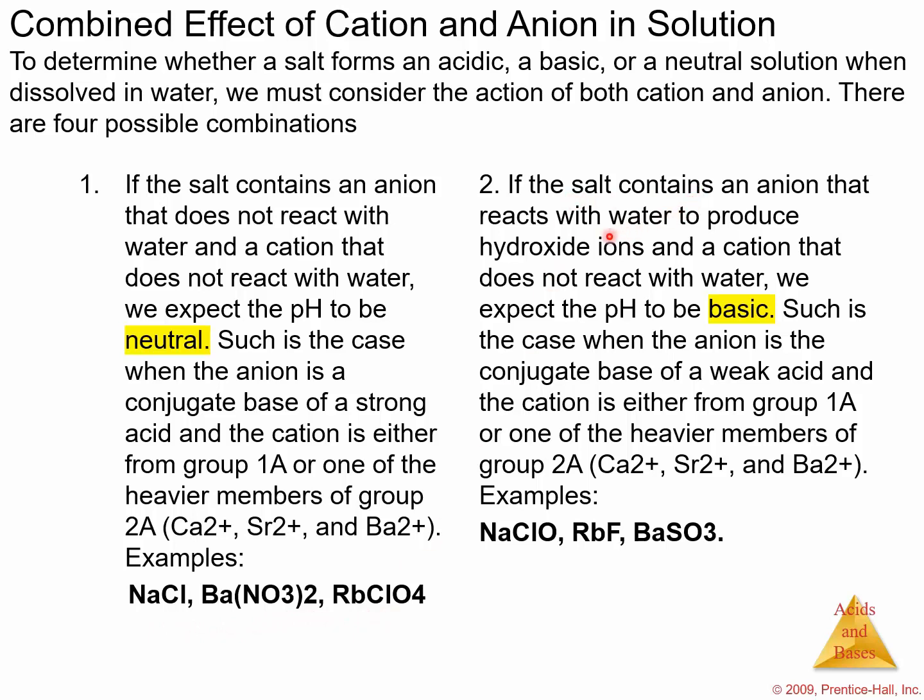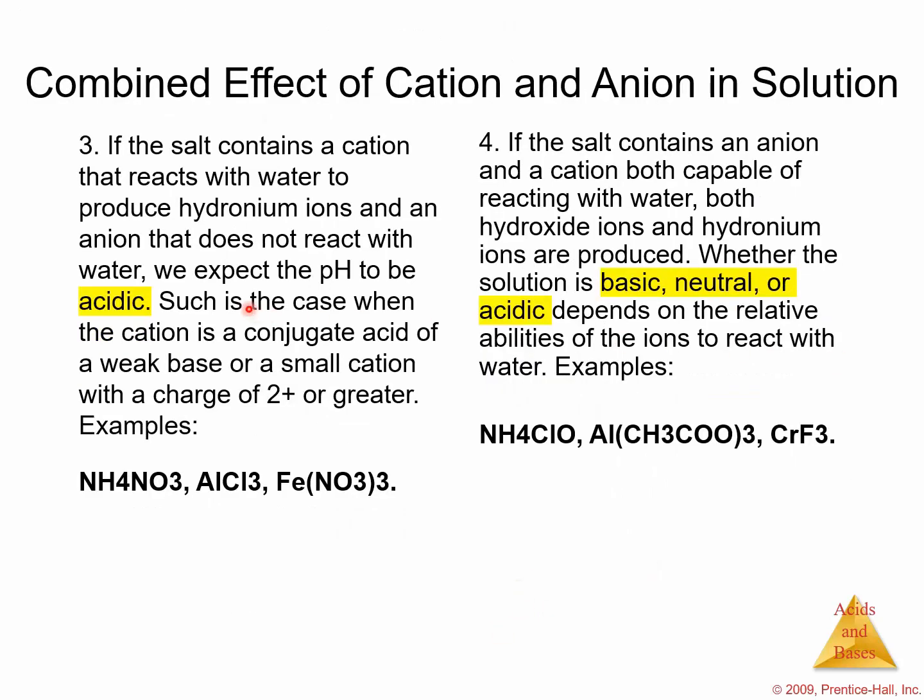Now, if the salt contains an anion that reacts with water to produce hydroxide ions and a cation that does not react with water, we expect the pH to be basic, like NaClO, RbF, and BaSO3. Now, if the salt contains a cation that reacts with water to produce hydronium ion and an anion that does not react with water, we expect the pH to be acidic, like NH4NO3, AlCl3, Fe(NO3)3.